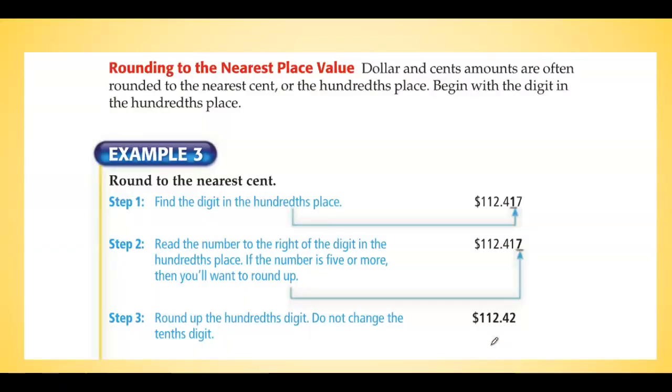So rounding to the nearest place value, dollar and cents amounts are often rounded to the nearest cent or the hundredths place. Begin with the digit in the hundredths place. So this is what we will be doing today. You find the digit in the hundredths place, which is this one. Then you look next door to the right of the digit in the hundredths place. If the number is 5 or more, then you round up. So then this would be the correct answer, $112.42. Okay, so we want our answers to look like this.